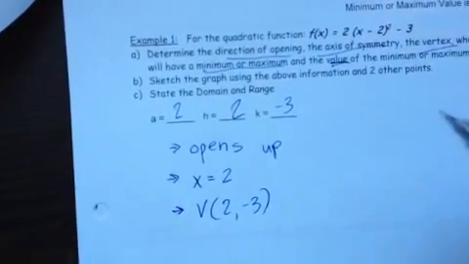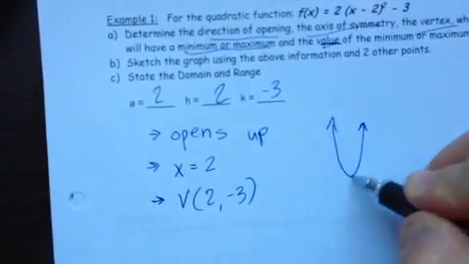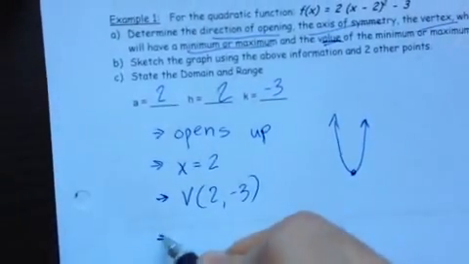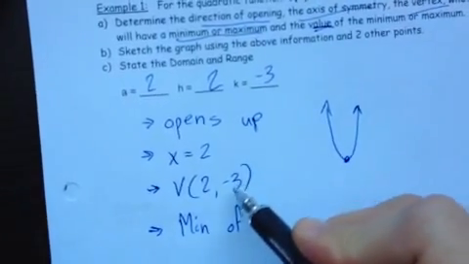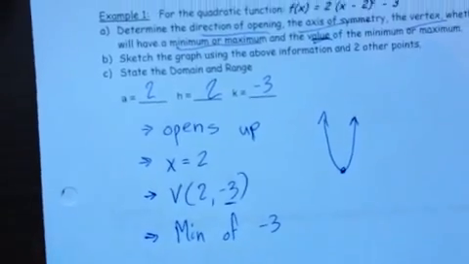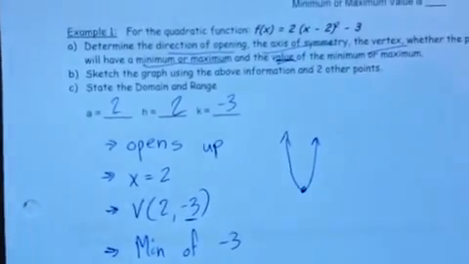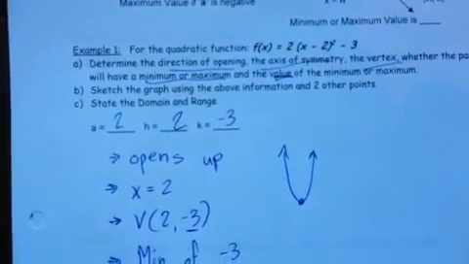And then, does this thing have a max or a min? Well, if it opens up, then it's going to have a minimum value, and it's always a minimum of your height. So in this case it will be a minimum of negative 3. It asks me to sketch the graph using the above information and 2 other points and state the domain and range.